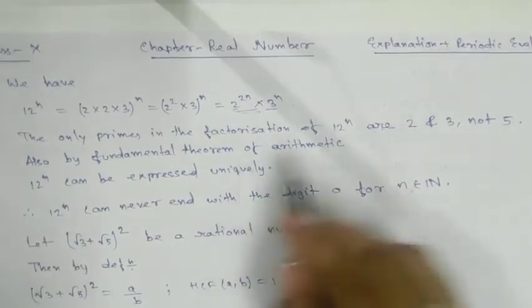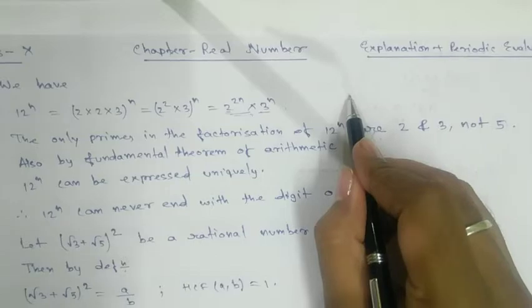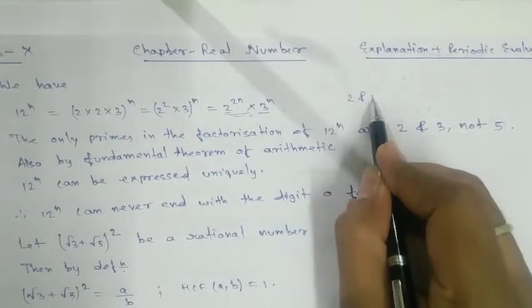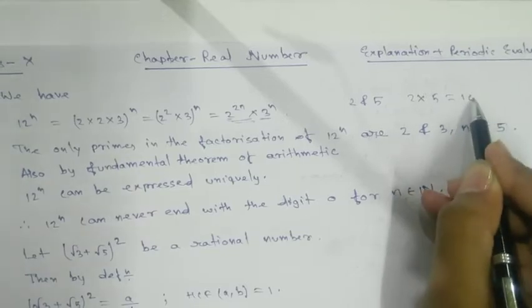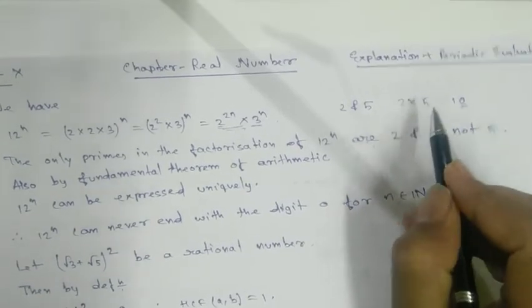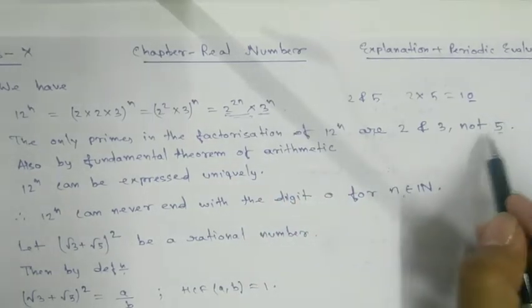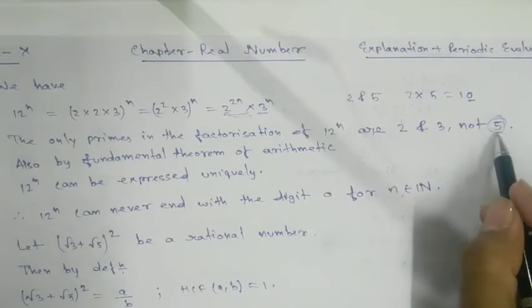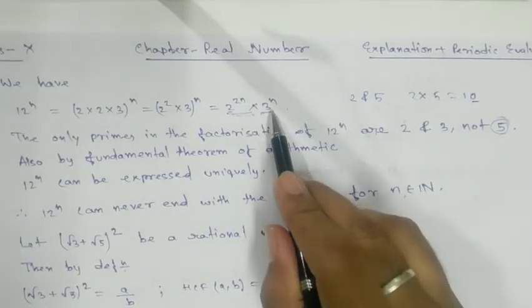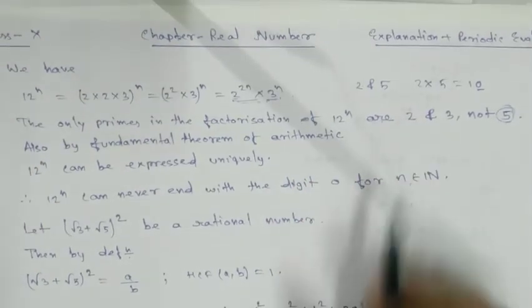And to get unit digit 0, you need two factors, that is 2 and 5 must be there. Then only 2 into 5 will give you 10 and this will be your 0. Remember. So here we have 2 but we don't have any 5. That means we will never get 0 at the end, or in the unit digit we will never get 0. Okay.